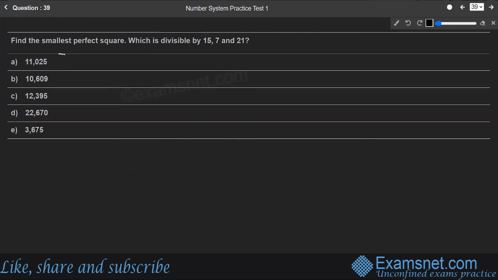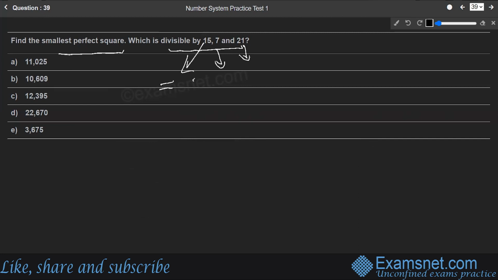Now find the smallest perfect square which is divisible by 15, 7 and 21. We have to find out the smallest perfect square which is divisible by 15, 7 and 21. So first of all we need to find the factors of 15, 7 and 21, and from the factors we can understand how much should be added or multiplied so that the number becomes a perfect square.